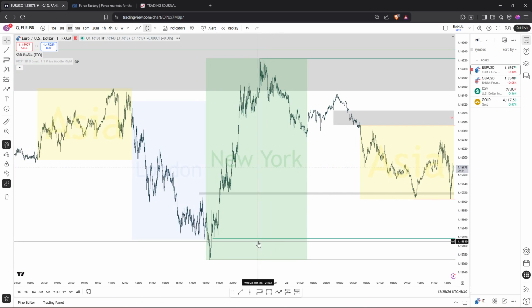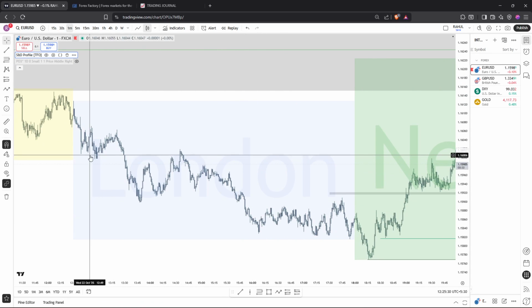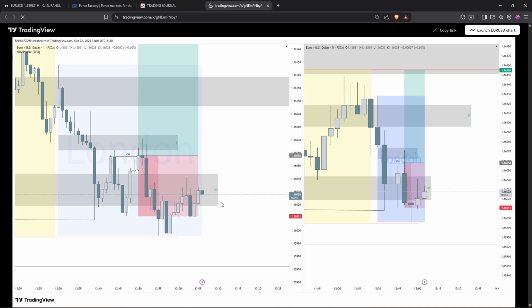Yesterday the trade was kind of invalid. I have removed that. I had taken the trade here, London session, somewhere around here. Let's check it out. Yesterday's trade was kind of unnecessary. CISD also was not nicely done. Then the candle gave a struck. See, this is the thing.